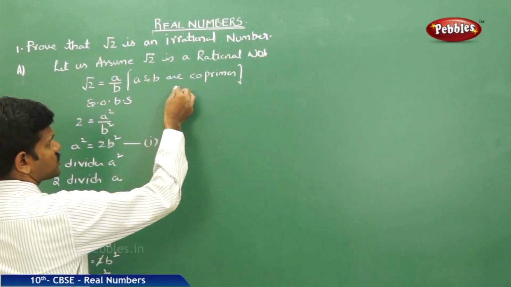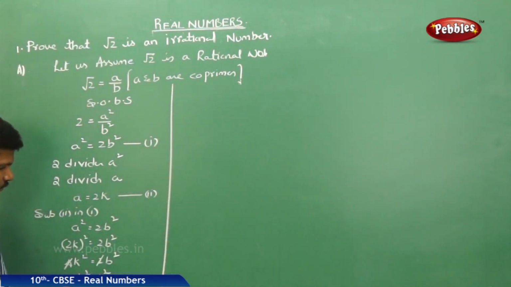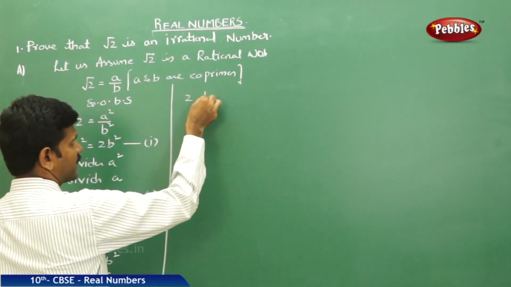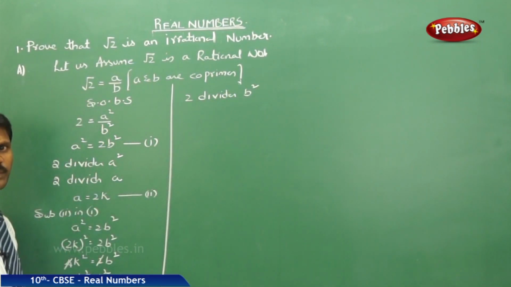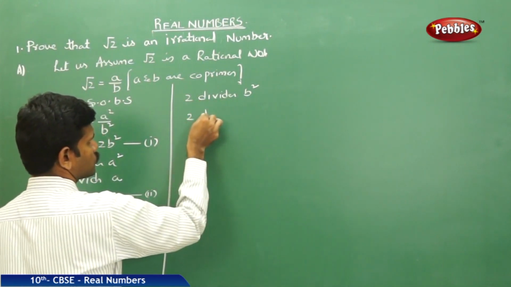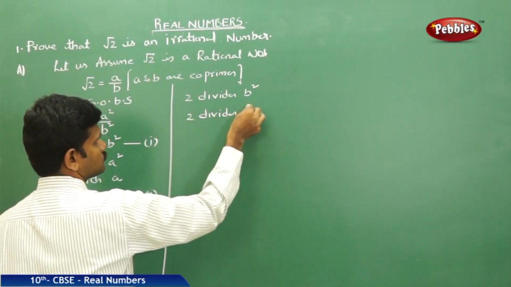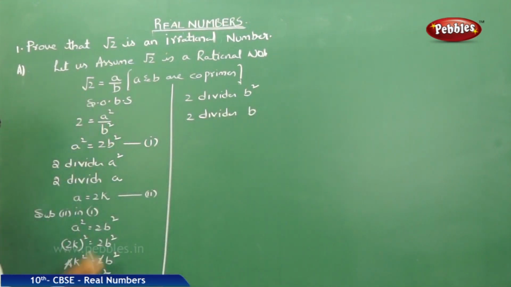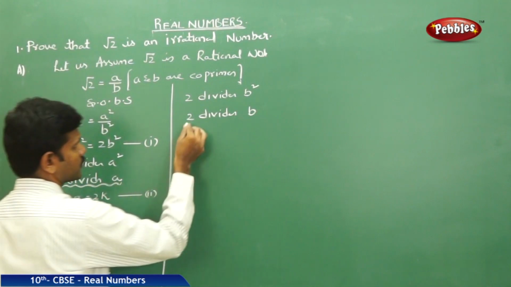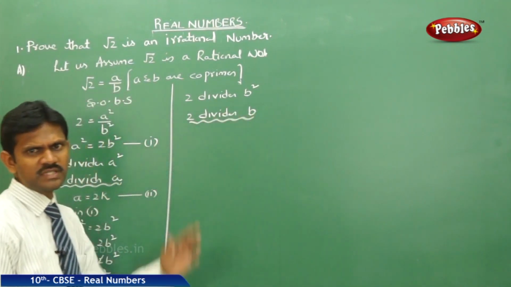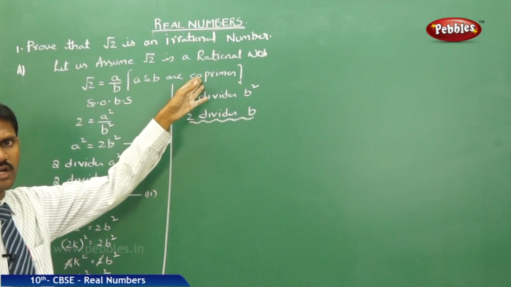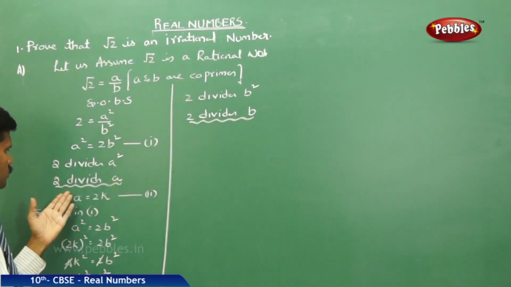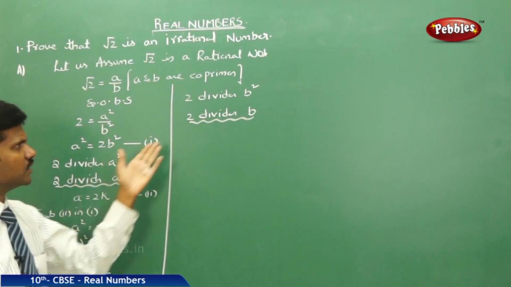Now from this condition, if you bring the 2 to the other side, what shall I write? 2 divides b square. If 2 divides b square, then 2 divides b. See here, 2 divides a. Here I got 2 divides b. What is the meaning of that? Here a and b are co-primes. Co-primes means they do not have a common factor. But according to this, 2 divides a and 2 divides b.